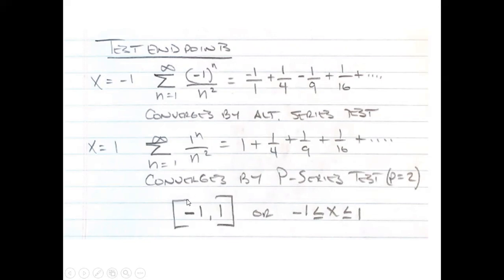So therefore, the interval of convergence is -1 to 1 inclusive. And again, you can use either inequality notation or interval notation. It doesn't matter. And that's it, guys. That concludes what we're going to be doing for series.